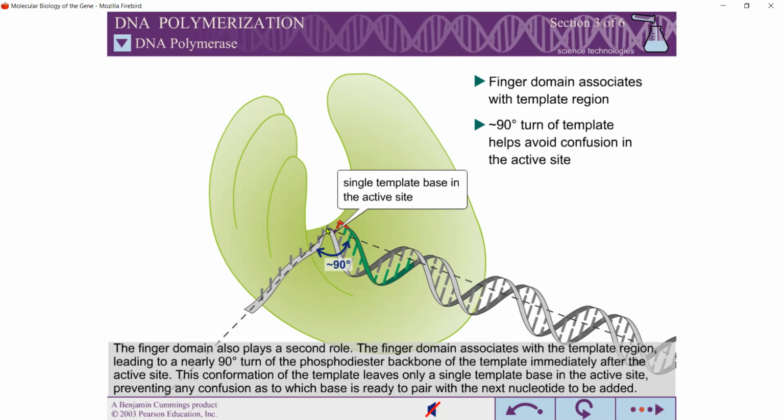One thing must be clear: the finger domain also plays a crucial role. The finger domain associates with the template region in such a manner that only one base is found at the active site. The remaining template makes a 90-degree turn. There is only one base found at the active site.